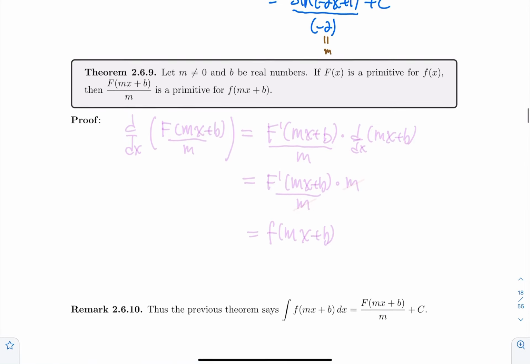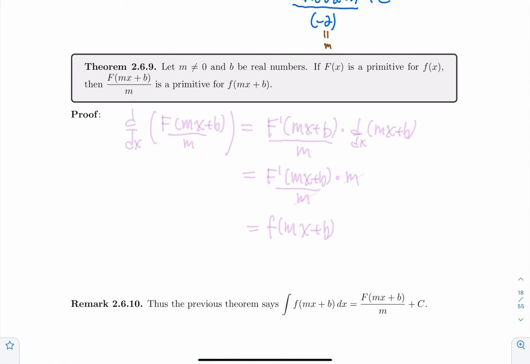So if you want to verify that a big function, big F, is a primitive of another function, you need to differentiate that function. So here we go. Let's do this in purple. Okay, let's differentiate with respect to x big F of mx plus b over m. So I'm going to do this by chain rule.